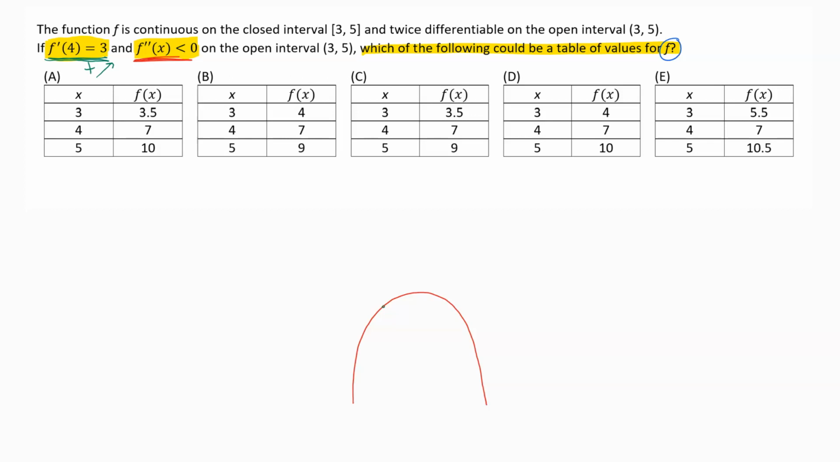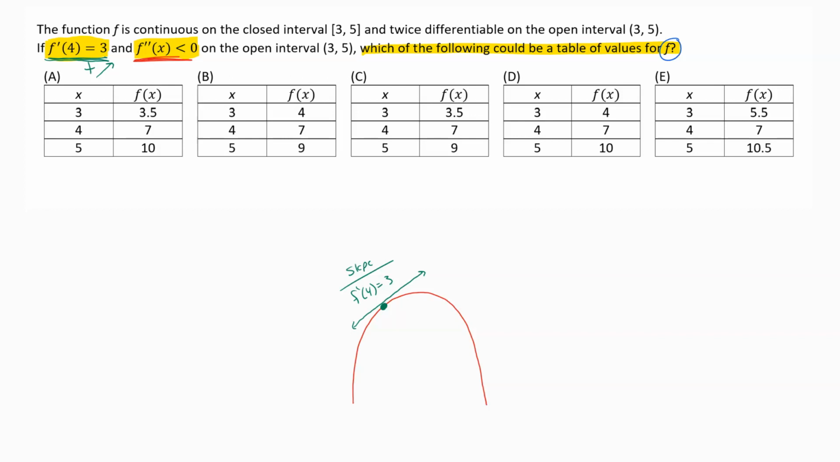So on some concave down graph, I know that I have the slope of a line right here, that my f prime of 4 is equal to 3. So the slope at that position right there is equal to 3.